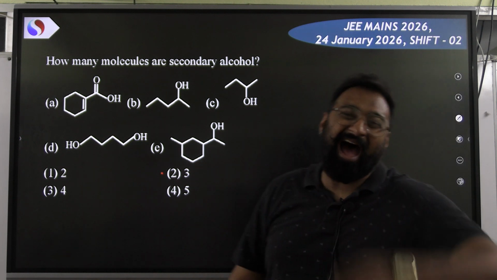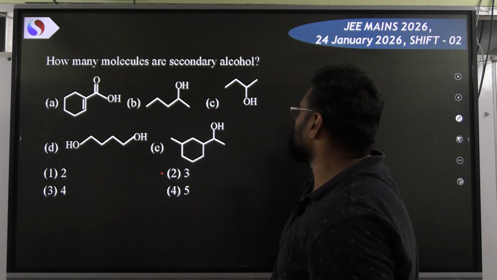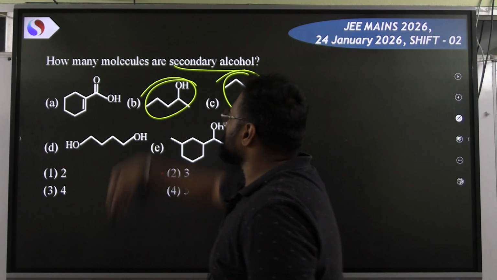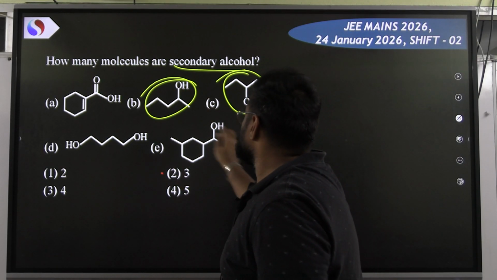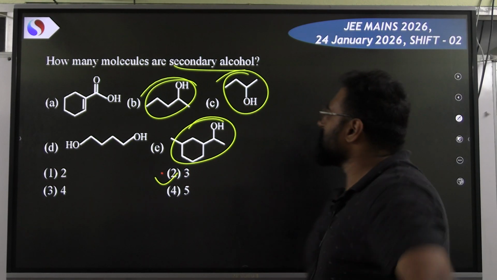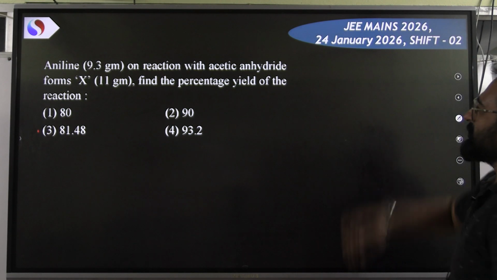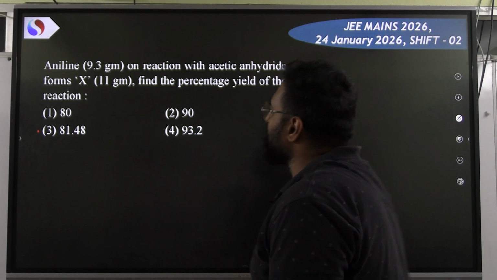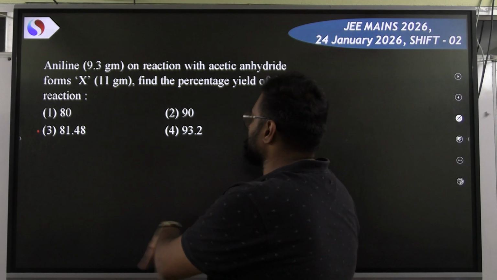Arey bhaiya, what is the question? Secondary alcohol. This is secondary alcohol, this is secondary alcohol, this is secondary alcohol. So the correct answer is 3. It is not even a 5-second question. Correct answer is 3.